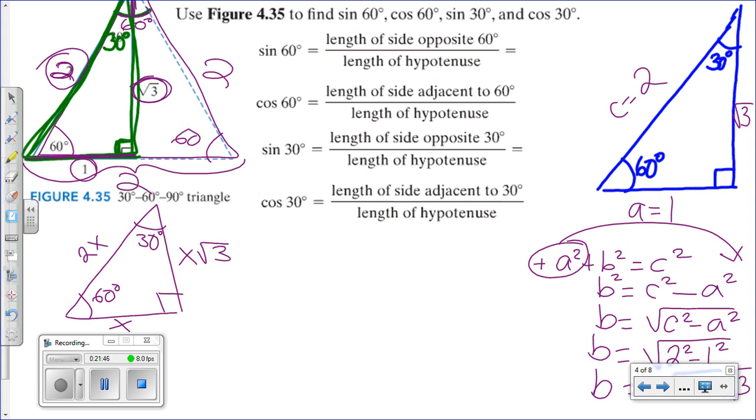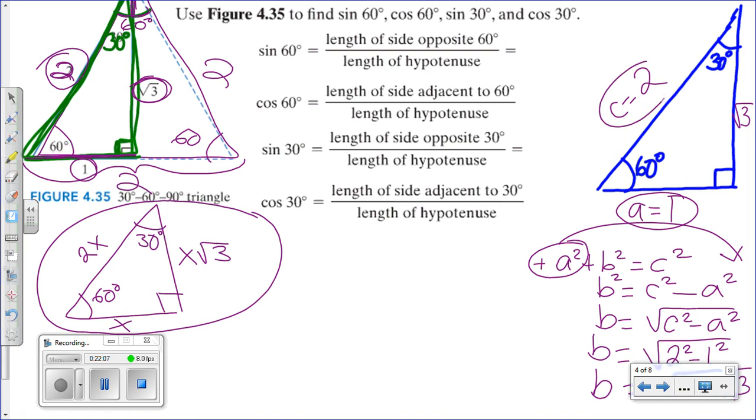This is something that you could use all the time. It might be a problem on the ACT or SAT. They love special right triangles, just so you know. So in this case, our x was equal to 1. Our hypotenuse was 2 times x, so 2 times 1 is 2. And our remaining side was x times the square root of 3, so that was 1 times the square root of 3.